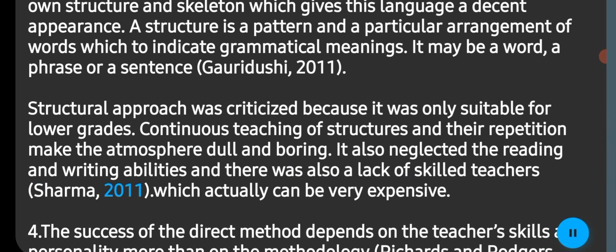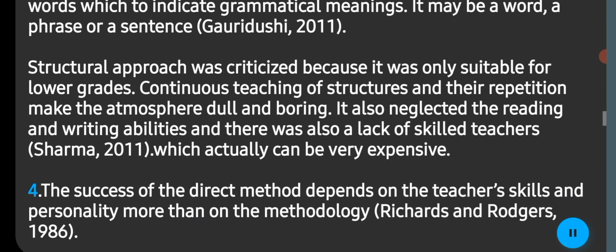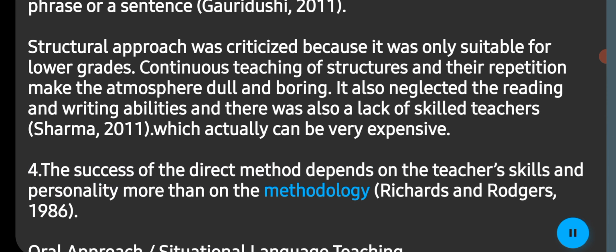(Sharma, 2011). 4. The success of the direct method depends on the teacher's skills and personality more than on the methodology.